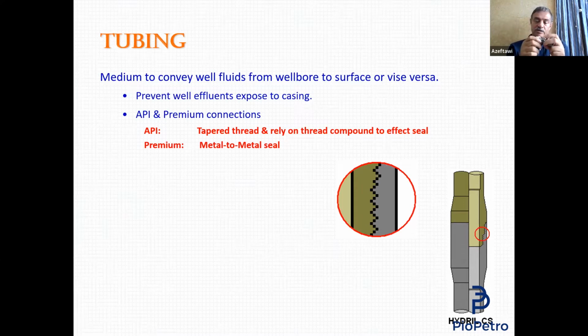This is well intervention. This is well control. You check this thread from time to time. Because in the past, normally you connect and disconnect, connect and disconnect, so a little wear will happen to the thread. In the past, if this wear happens, that means you will have a leak. To prevent that, we used to bring what we call Teflon tape. We go with Teflon tape around the thread.